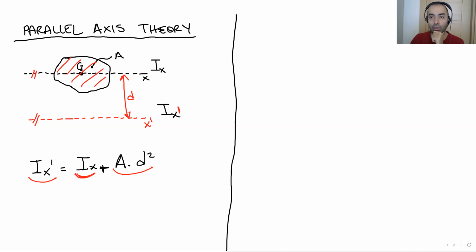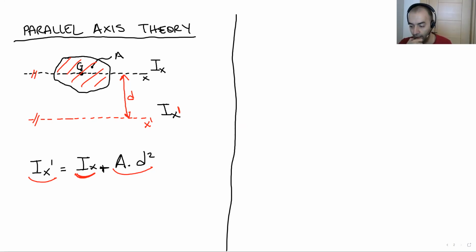Yes, we were. We have here Ix prime equals Ix existing plus A times d squared. That gives us the new moment of inertia on the parallel axis. You are going to see how we use it. This is the parallel axis theorem.